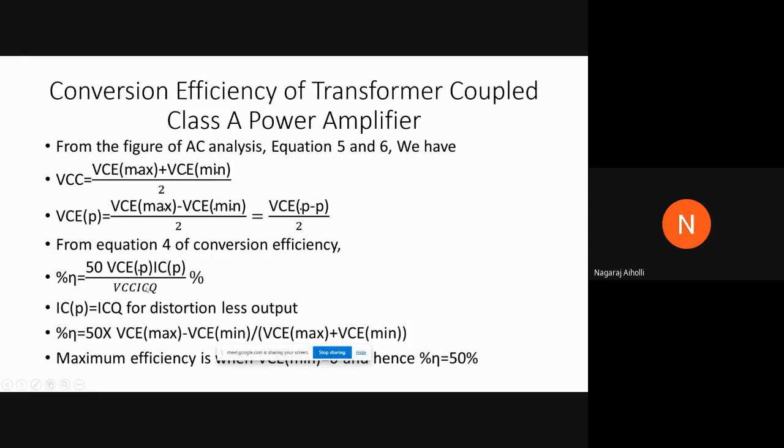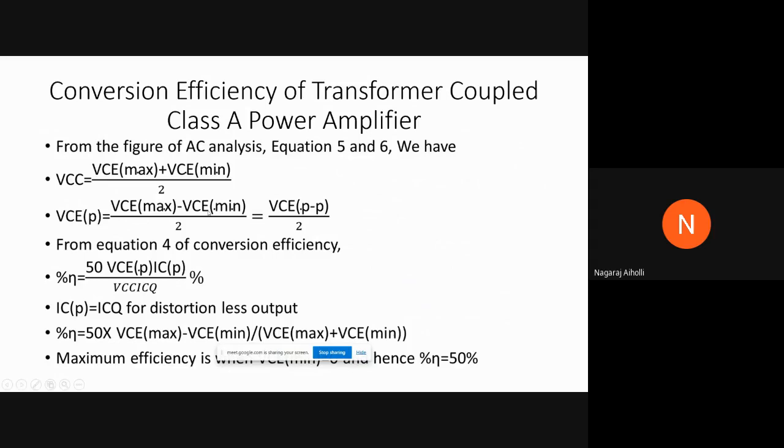Only what remains is percentage efficiency is equal to 50 into VC peak, divided by VCC. So VC peak is given by (VC max minus VCE min) divided by 2, and that is divided by VCC. VCC is given by (VC max plus VCE min) divided by 2. The 2 and 2 get cancelled, so we get only 50 into (VC max minus VCE min) divided by (VC max plus VCE min).